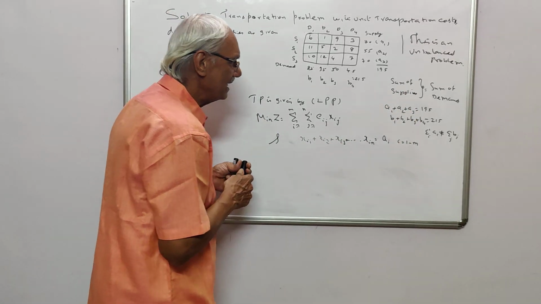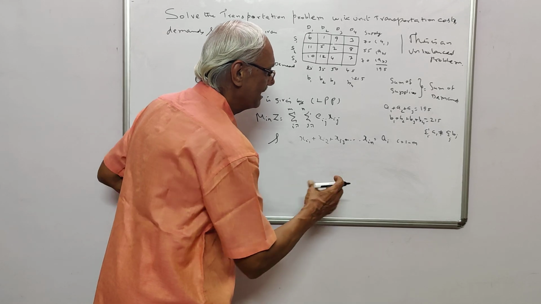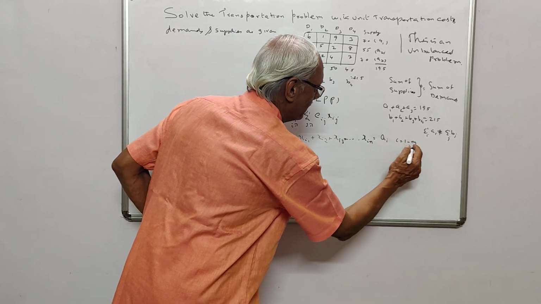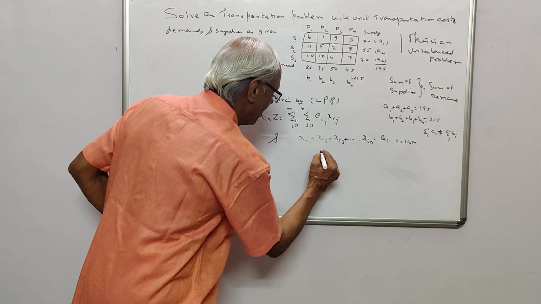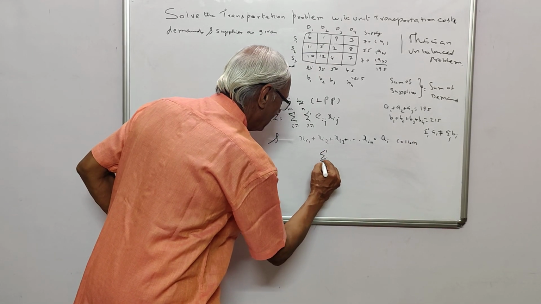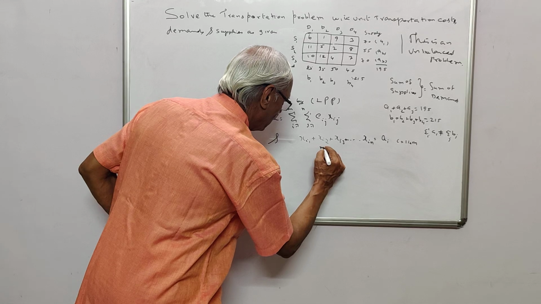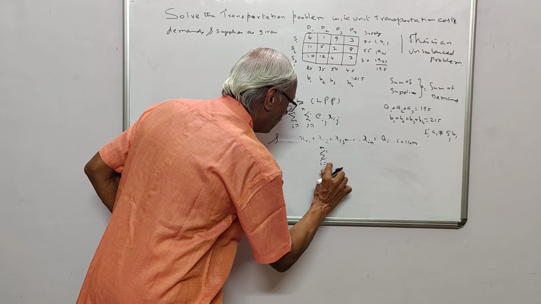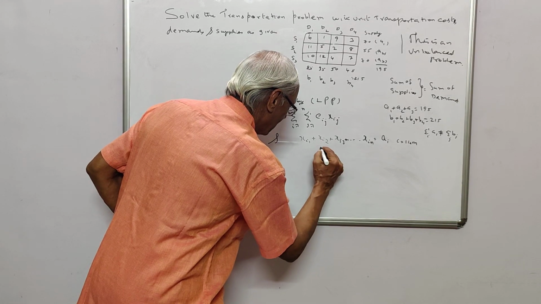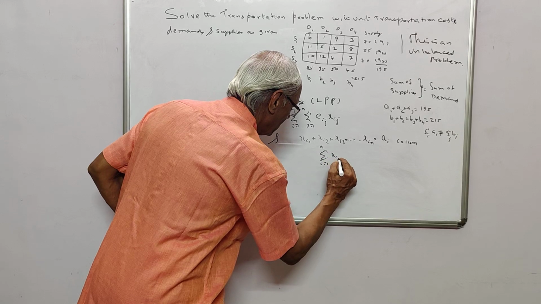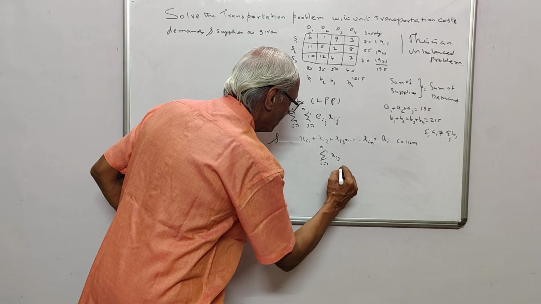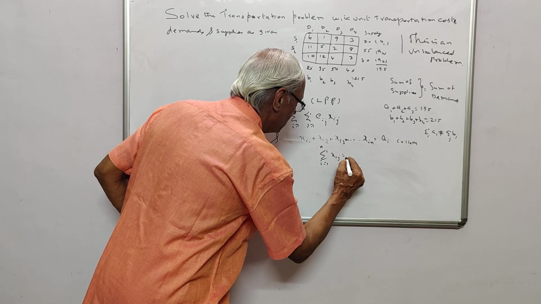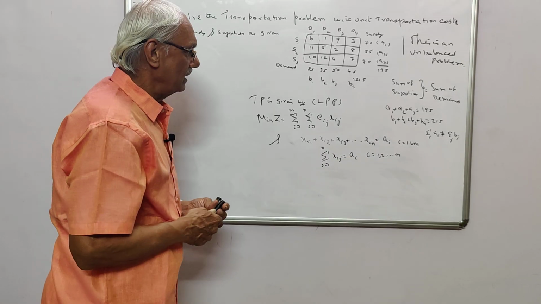So in general, this is written as sum over i is equal to 1 to m, and this we will write as sum over j is equal to 1 to n, Xij is equal to Ai.